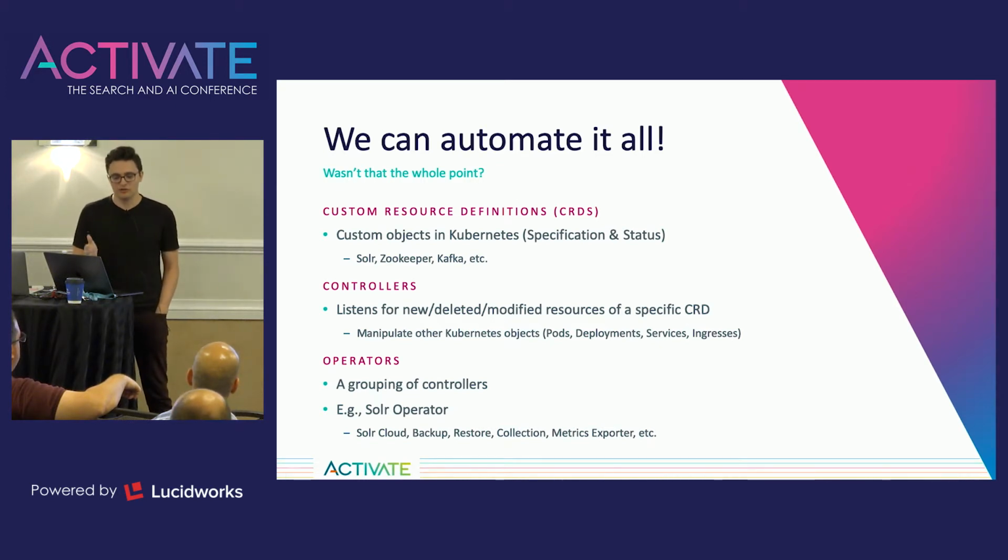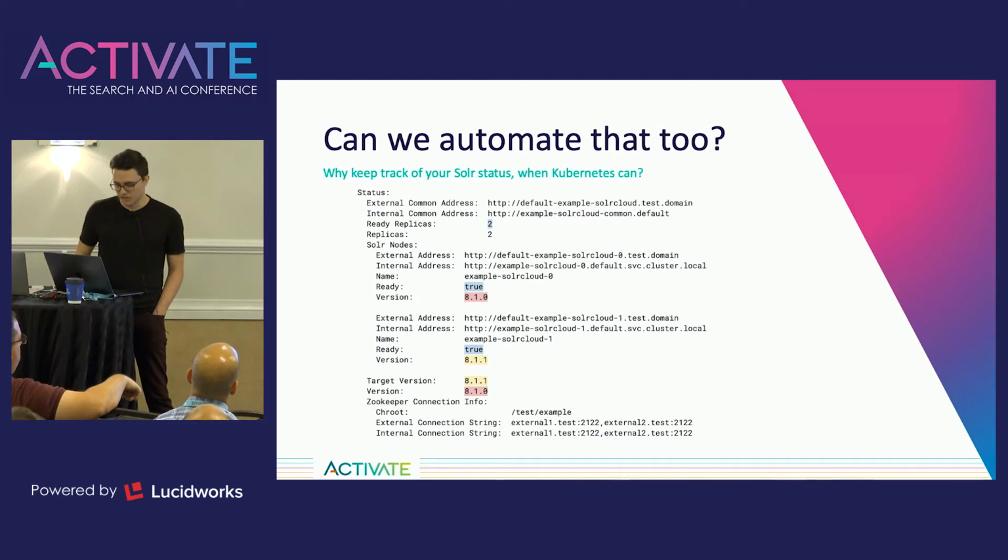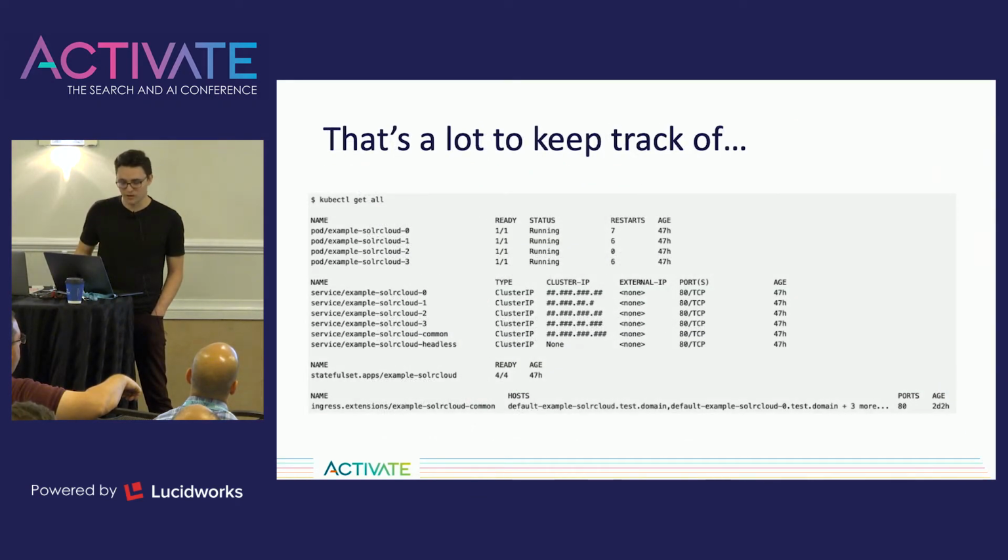And so controllers are the things that listen to Kubernetes, and Kubernetes will tell them whenever a new Solr CRD is inserted, one that is already there is modified, or one of them is deleted. Then the controller will use the other resources within Kubernetes, such as pods, stateful sets, deployments, and services, to create a Solr Cloud for us, which is this thing that we've created already.